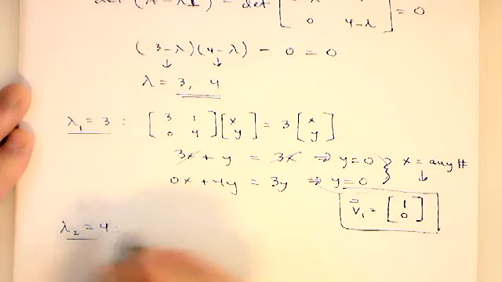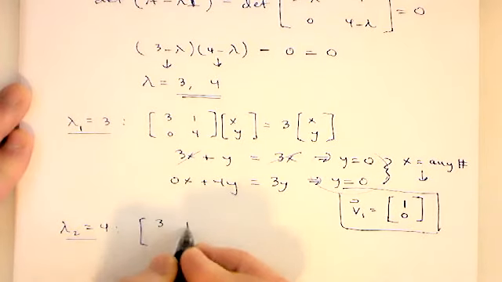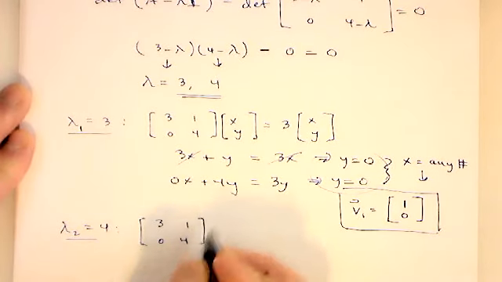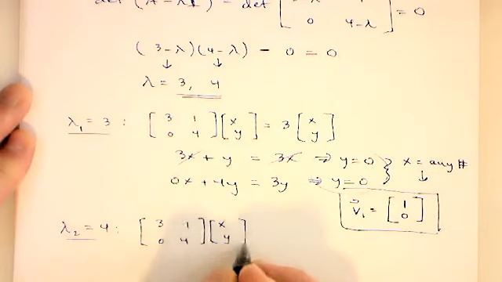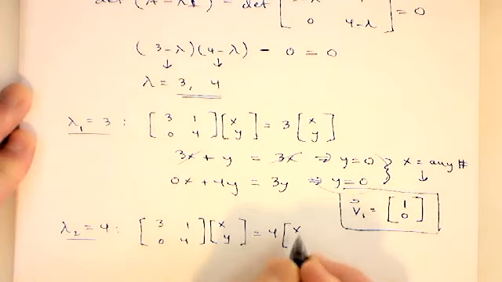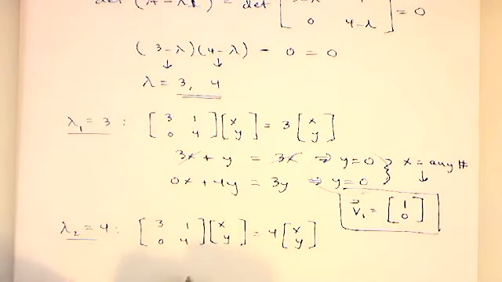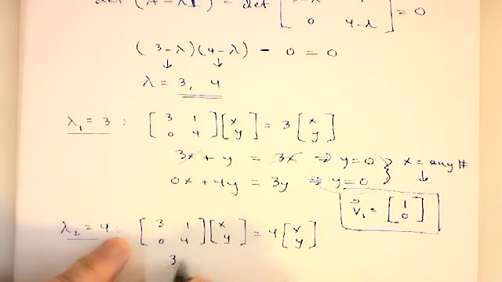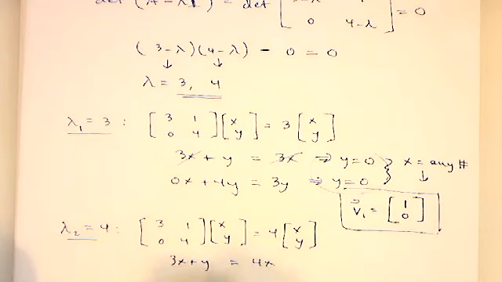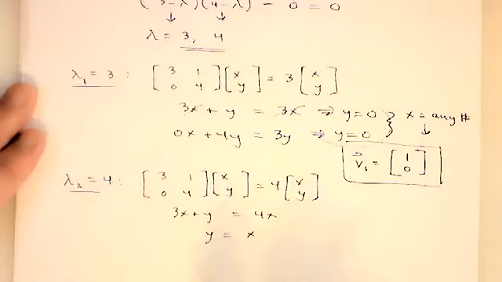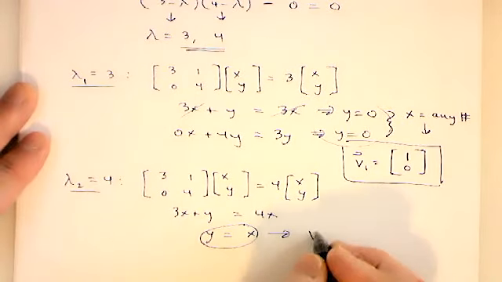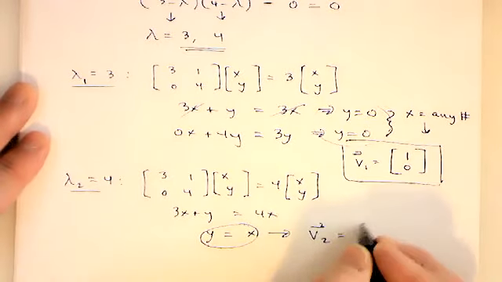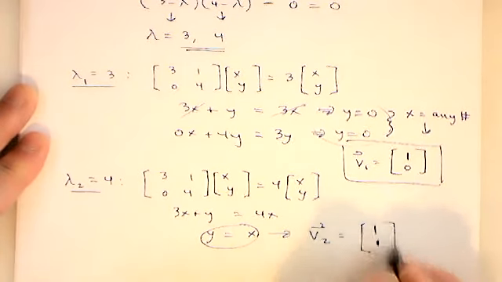One more. Matrix times vector equals eigenvalue times vector. 3x plus y equals 4x. I think this one's going to be nice. That just tells me once again that y is x. So my second eigenvector I would just choose as 1, 1.